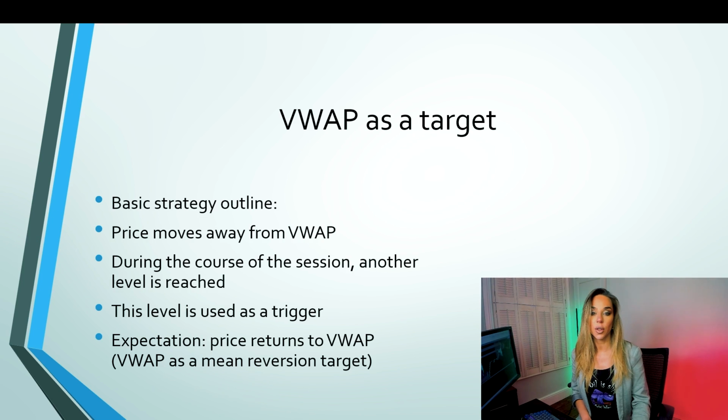The premise of this setup is to have the price away from VWAP, which means that at some point during the session, the market jumped away from VWAP. And then during the course of the session, another level gets reached, usually a standard deviation band or something else, and then the expectation is that the price will return to VWAP as a target, as a mean reversion. So here's what I mean.